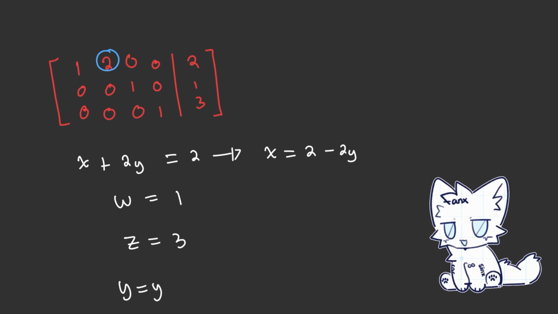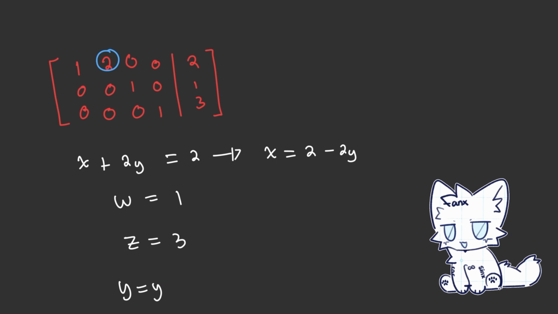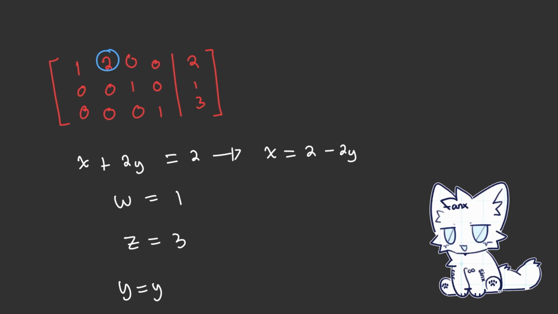So maybe geometrically, every free variable adds one whole dimension of solutions. So maybe for this, we have one free variable. That means y could be anything, y could be any value. So it adds an entire line of solutions. And if you had another free variable, that would turn that line into a plane. If there were two free variables, you make a plane of solutions.